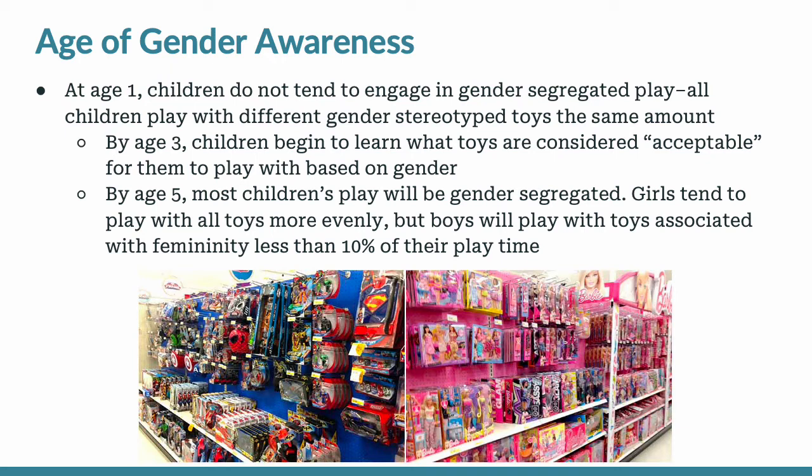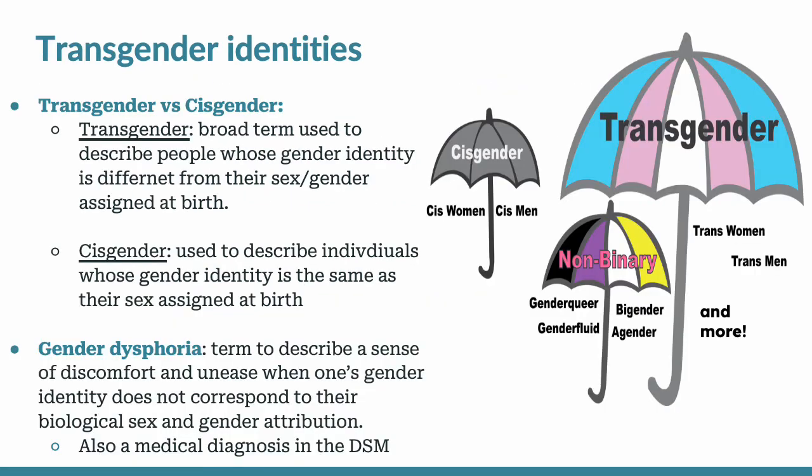So this also reflects a larger societal phenomenon in which girls tend to have more flexibility in their gender identity and gendered play, whereas boys do not have that same level of flexibility. But the takeaway from this is that by age 5, children are aware of and begin enforcing gender roles through their play. Next up, we are going to learn what it means to be transgender.